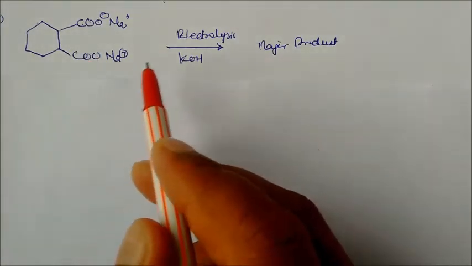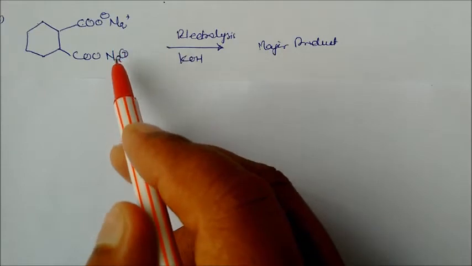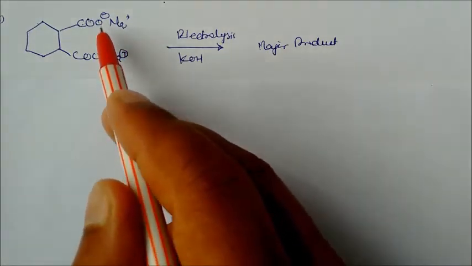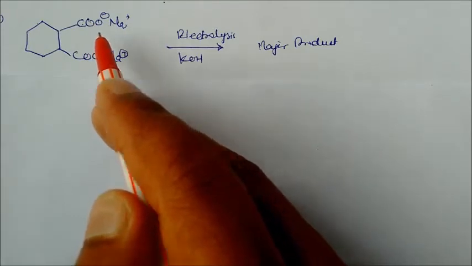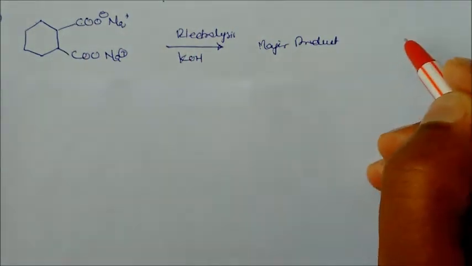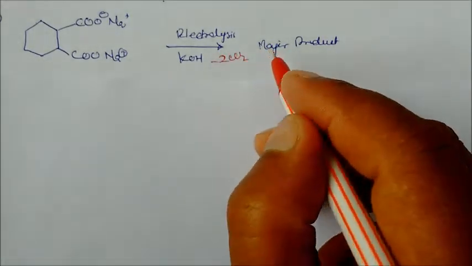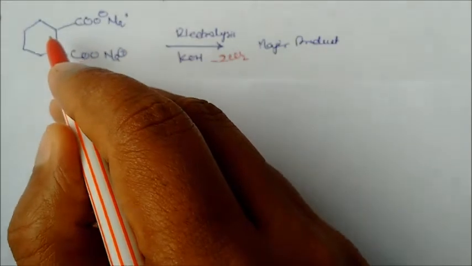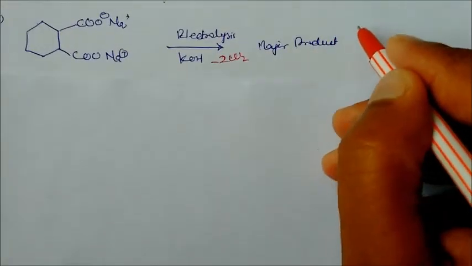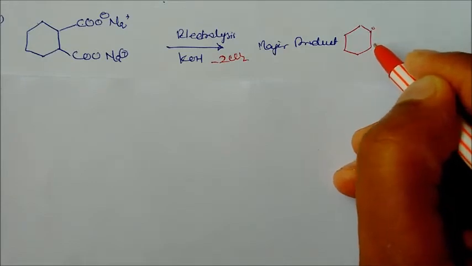Under this reaction of electrolysis and in strong base, Na will come out, and this will convert into 2 free radicals. Now these 2 CO2 will be released as gases. So we can write here minus 2 CO2, and a major product will be your. These two will combine together here. One possibility is this finally converts into 2 free radicals.